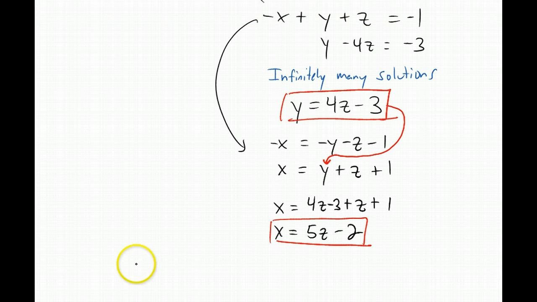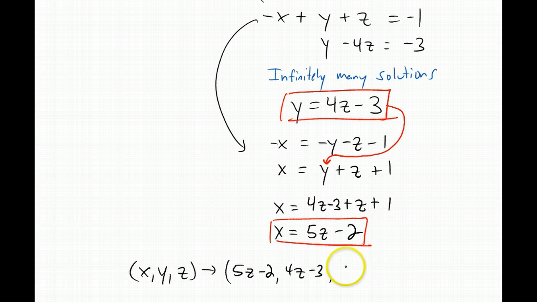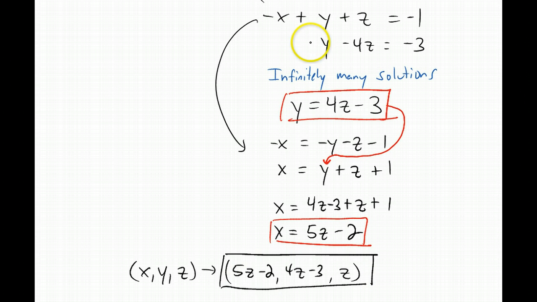So if we want to write out what our answer is, we say, okay, our answer is going to be written in the form (x, y, z). That's how they do it in MyMathLab. Well, what is x? Okay, x is 5z minus 2. What is y? y is 4z minus 3. And what is z? Well, z is just z. So the answer that they want, I believe, is going to look something like that. Of course, there is a point where you have to say that there are infinitely many solutions as well.